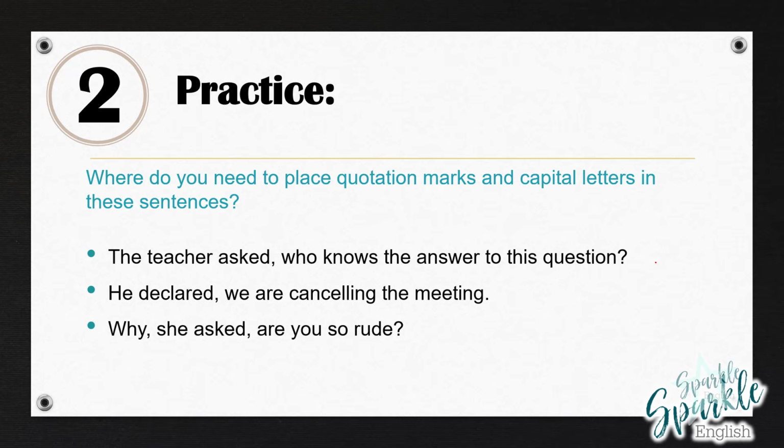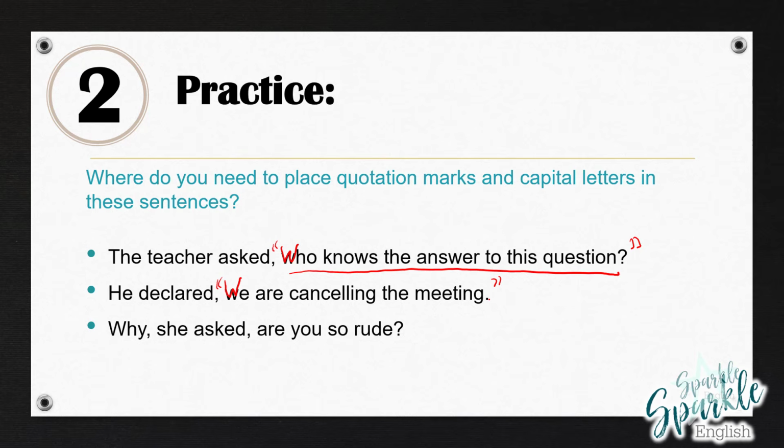where do you put quotation marks and capital letters? So in the first sentence, the teacher asked, "Who knows the answer to this question?" We're going to put the quotation marks before the W, and we have to capitalize the W. You have to make this big because this is a full, complete quotation. And then we put quotation marks at the end after the question mark. In the next sentence, he declared, "We are canceling the meeting." Again, quotation marks before the W, and we capitalize the W because it's the beginning of a full quotation, and then quotation marks after the period at the end.